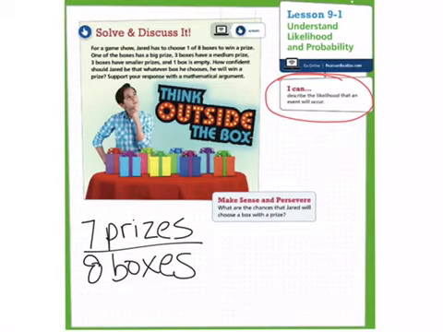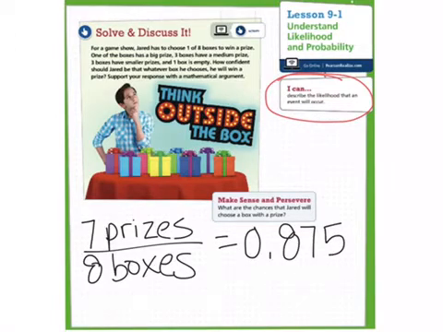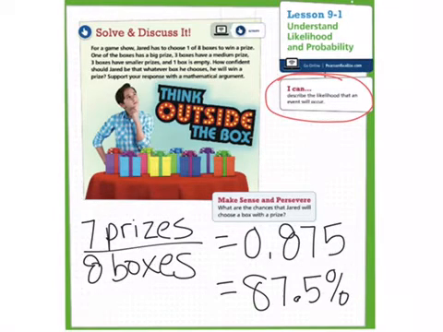Writing this fraction as a decimal is as easy as dividing 7 by 8. And writing this decimal as a percent is as easy as multiplying it by 100. So Jared has an 87 5/10% chance of choosing a box with a prize in it.